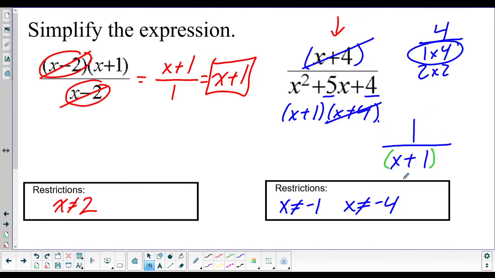They don't cancel, right? If you pick a number for x, let's say 1, and we simplify this, this is 1 over 1 plus 1, which is 2. 1 and 2 don't cancel out, so you're not allowed to cancel that. So our answer is 1 over x plus 1, with the restrictions that x cannot be negative 1 and x cannot be negative 4.